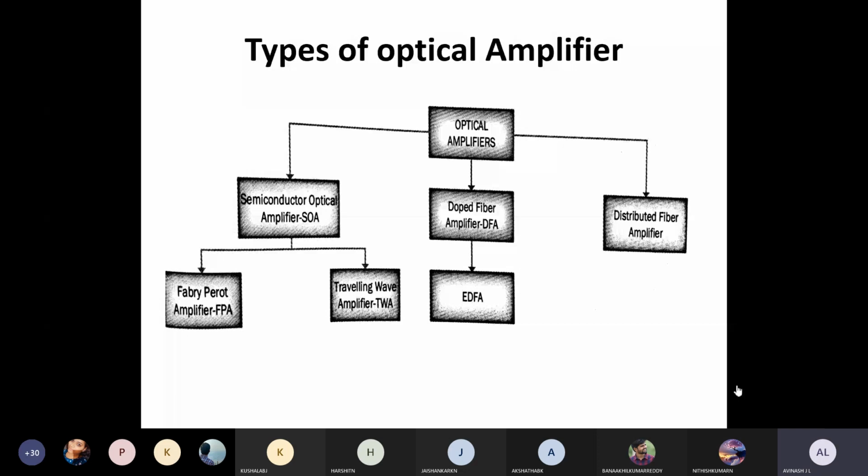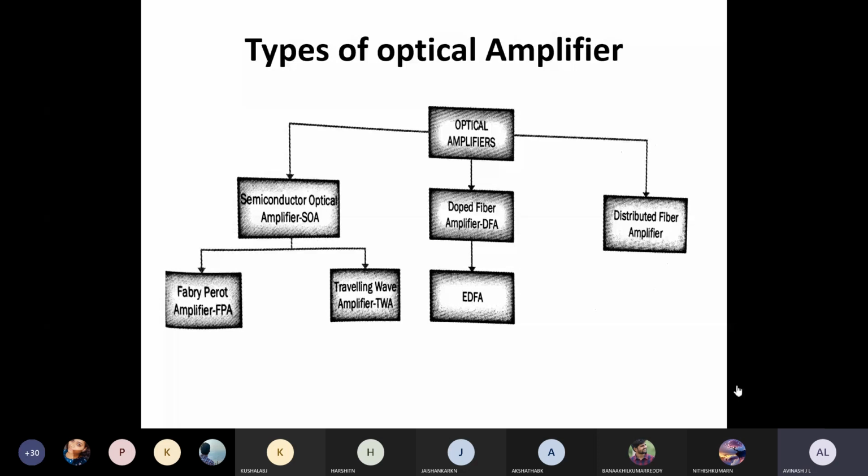So you can take this one: semiconductor optical amplifier, that is SOA; doped fiber amplifier, that is DFA; and distributed fiber amplifier. Basically you can understand one thing. When the optical signal is there, the fiber itself is made up of semiconductor silica. So obviously, what we can understand is that the amplifiers will also be made up of semiconductors only.